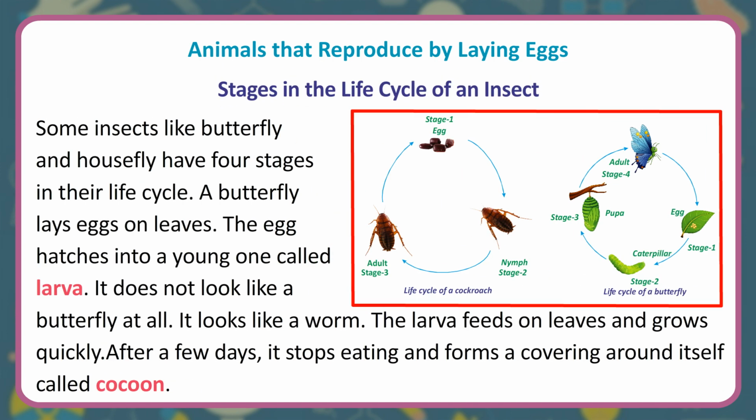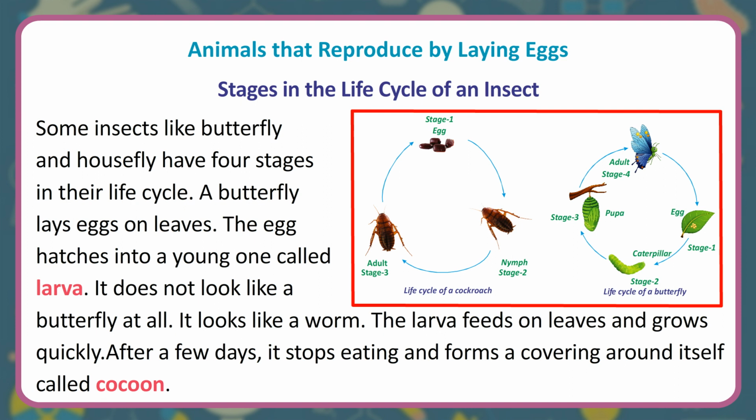Stages in the life cycle of an insect. Some insects like butterfly and housefly have 4 stages in their life cycle. A butterfly lays eggs on leaves. The egg hatches into a young one called larva. It does not look like a butterfly at all. It looks like a worm. The larva feeds on leaves and grows quickly.